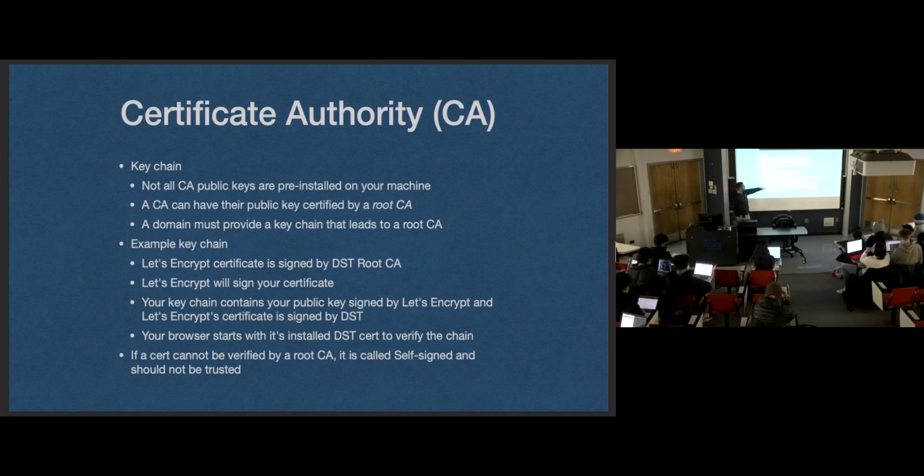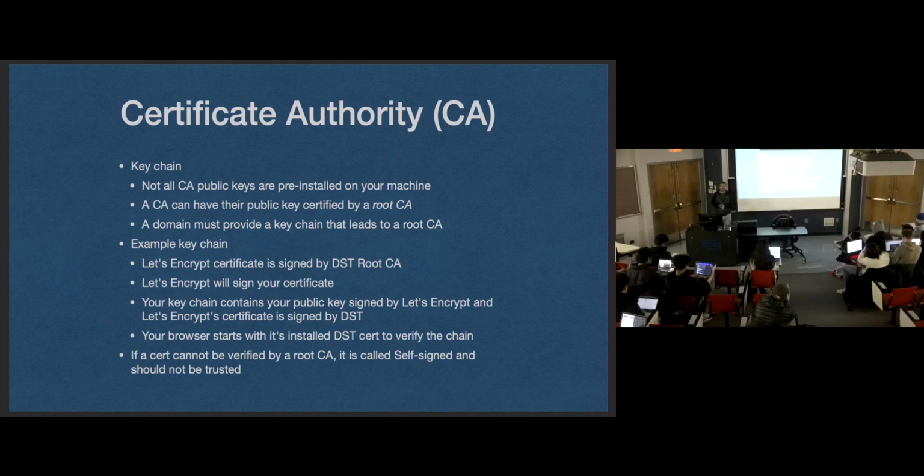And as long as that chain ends in a root CA that's installed on your device, then that's a valid keychain. And we say that this is a valid certificate, and you get the lock in your browser. Everything looks good. The browser doesn't give any security warnings or anything, unless there's something else going on wrong. That's a valid signed certificate.